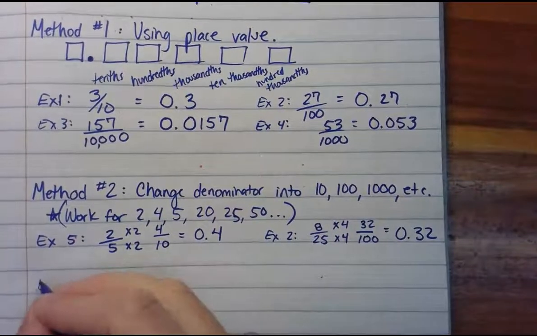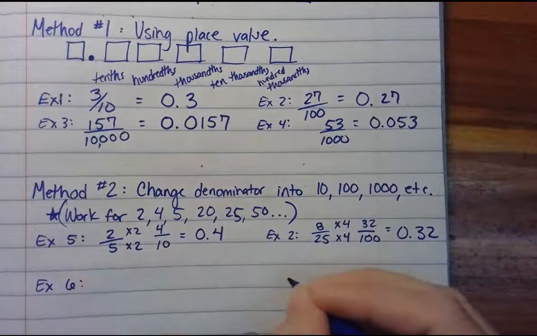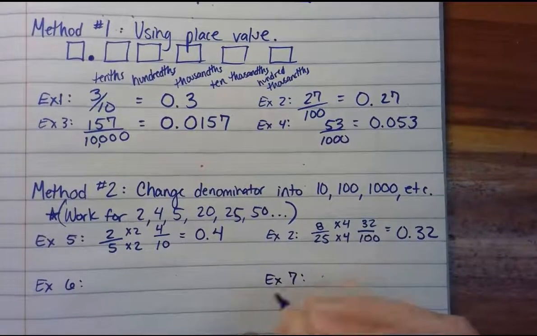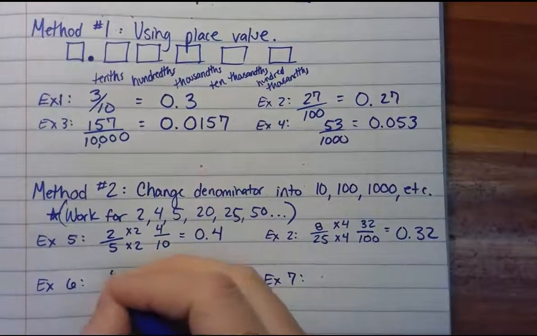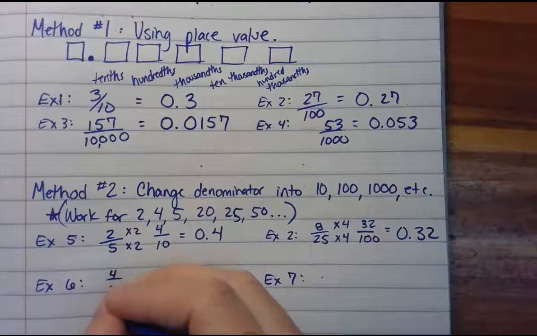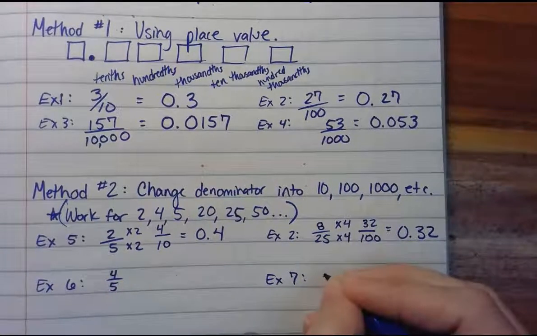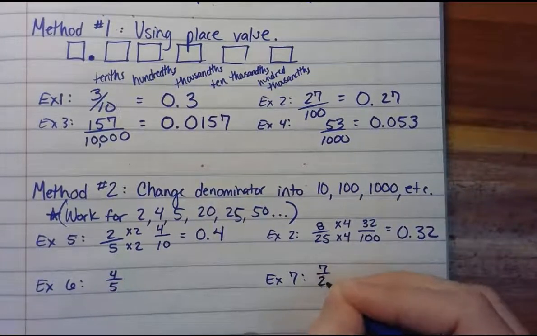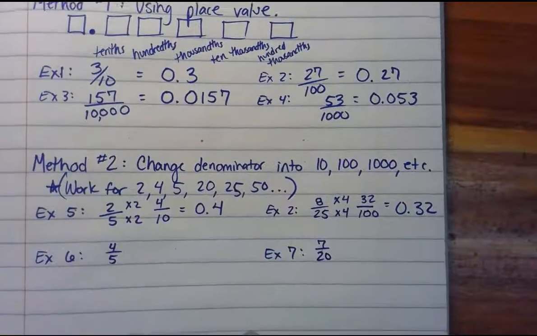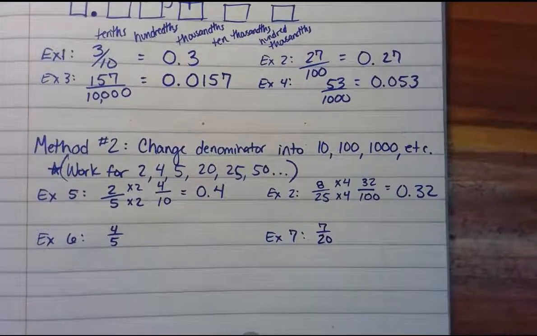Let me give you a couple to try. So I want you to try, we'll do example number 6 and example number 7. So example number 6, see if you can figure out what would the decimal be for 4/5 and what would the decimal be for 7/20. So go ahead and write that down, maybe pause the video, and then you can turn it back on and get it checked.